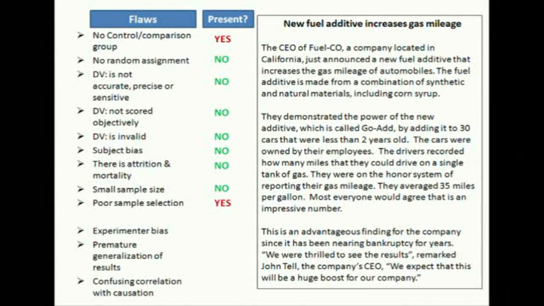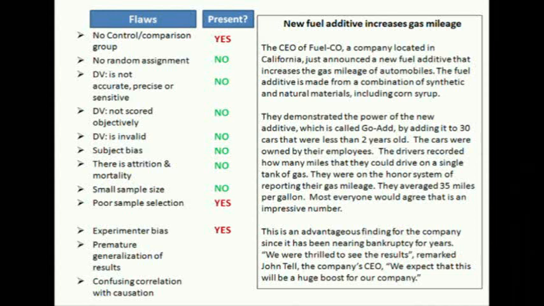And don't forget about experimenter bias. That's what you brought up earlier, Amy. Although they were on the honor system, the experimenters had good reason to lie about the gas mileage. Right. The company was nearing bankruptcy, so their jobs are on the line. This was a flaw. What about premature generalization of results?